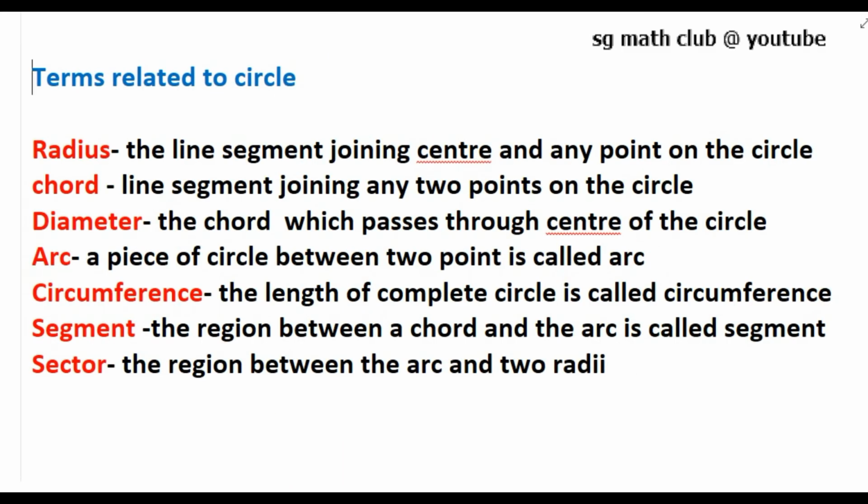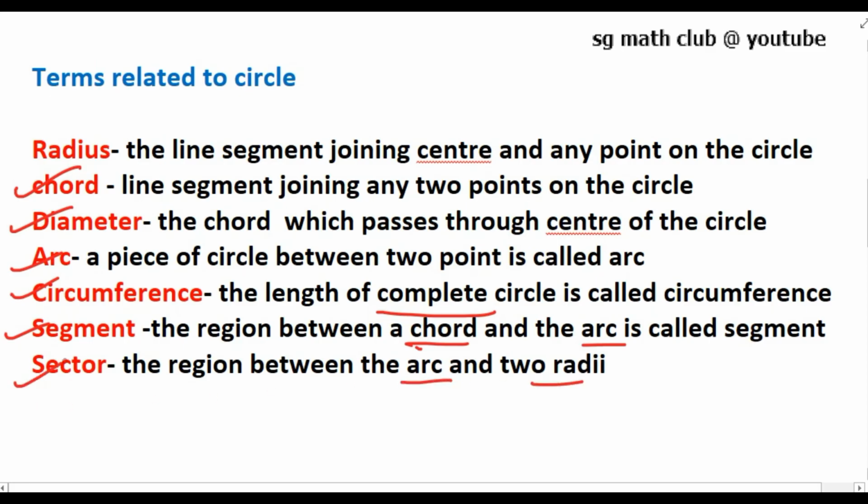So next, the terms related to circle are radius, chord, diameter, arc, circumference, segment and sector. Radius is the line segment joining center and any point on the circle. Line segment joining any 2 points in the circle is called as chord. The chord which passes through center of the circle is diameter. The piece of circle between 2 points, that is arc. The length of complete circle, that is called as circumference or perimeter of the circle. The region between the chord and the arc, that is called as segment, and the region between arc and 2 radii, that is called as sector.